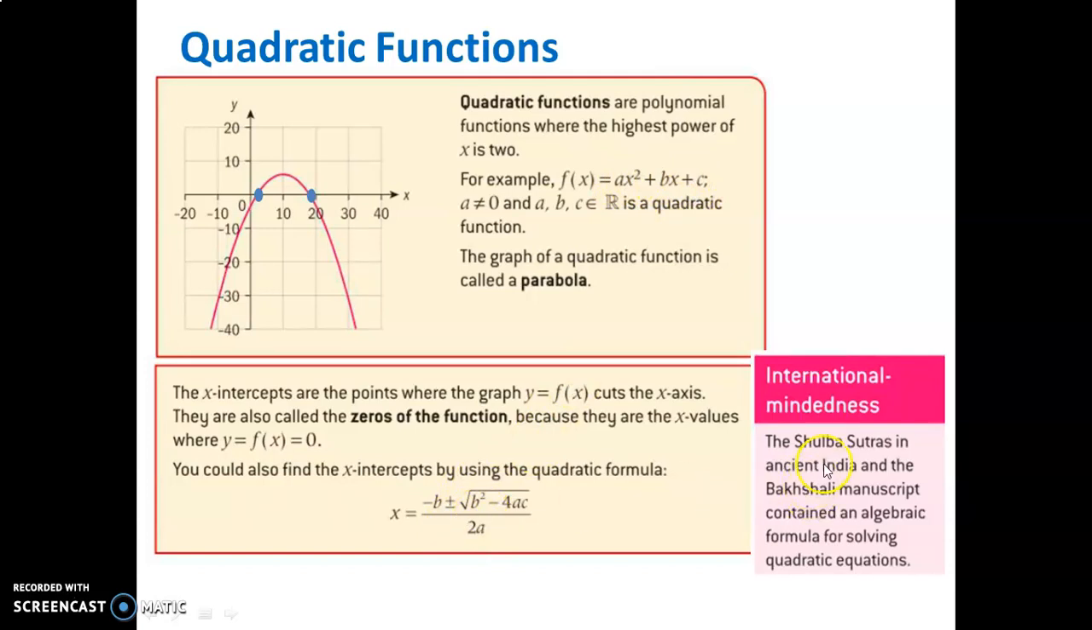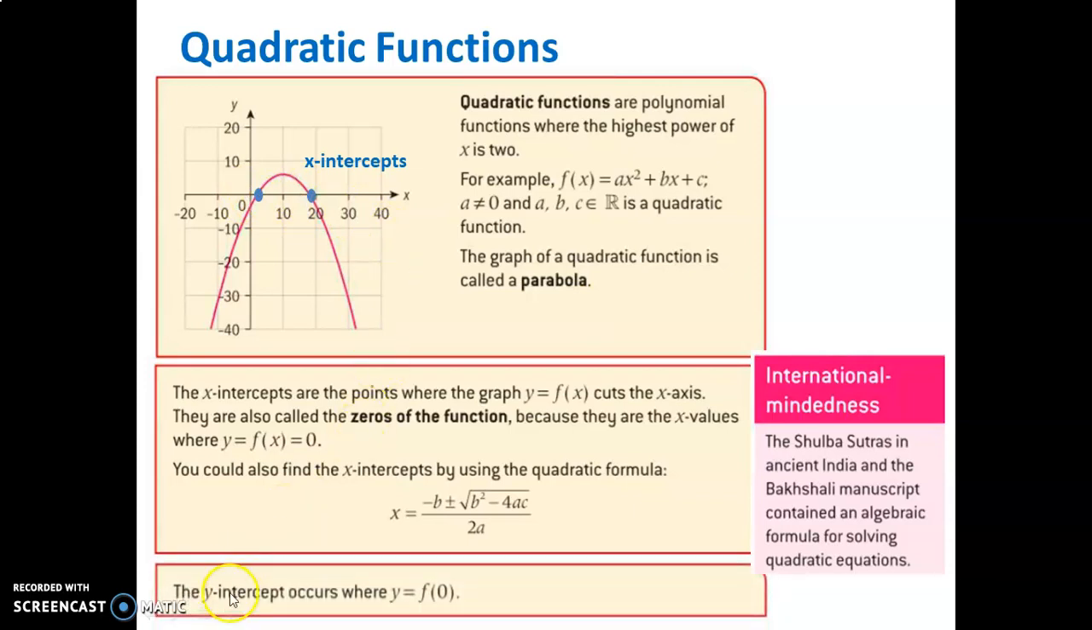Okay, some more history. The Shulba Sutra in ancient India and the Bakshali manuscript contained an algebraic formula for solving quadratic equations. So way back when, a few thousand years ago, in India, they were solving quadratics using their own formula. Okay, so again, remember, those are called the x-intercepts or the zeros.